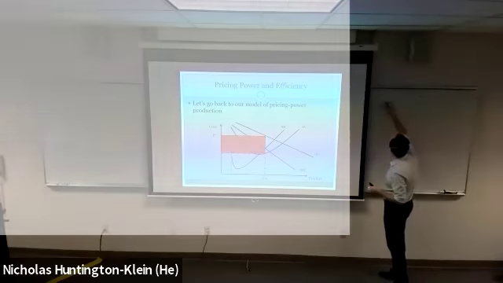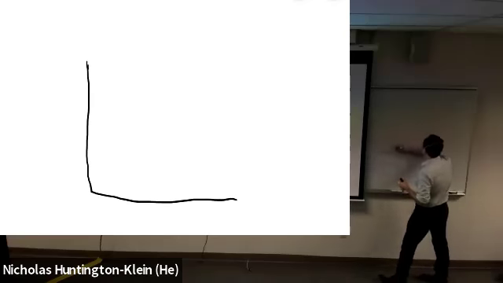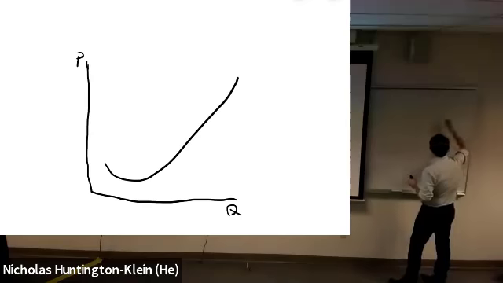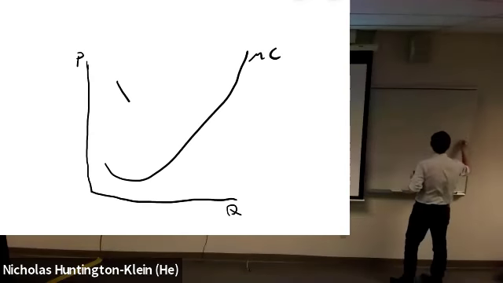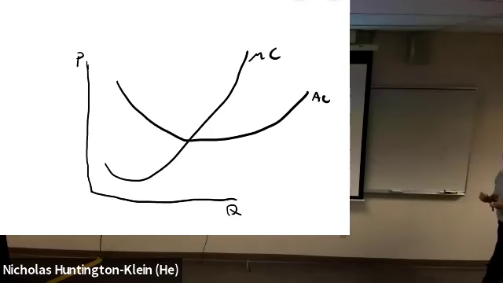What do we have for a firm with pricing power? We have marginal cost. We have average cost. We have demand. We have marginal revenue, which is below demand and slopes down more quickly.